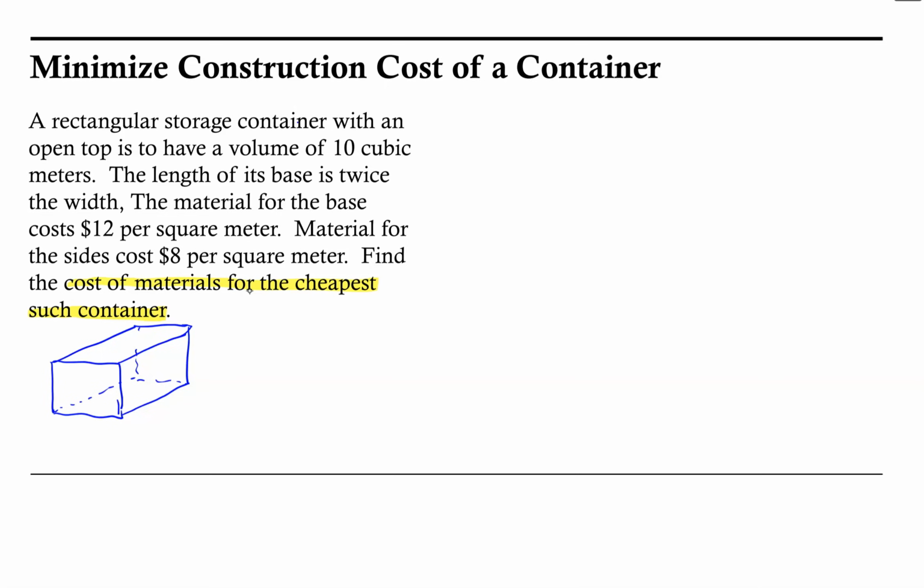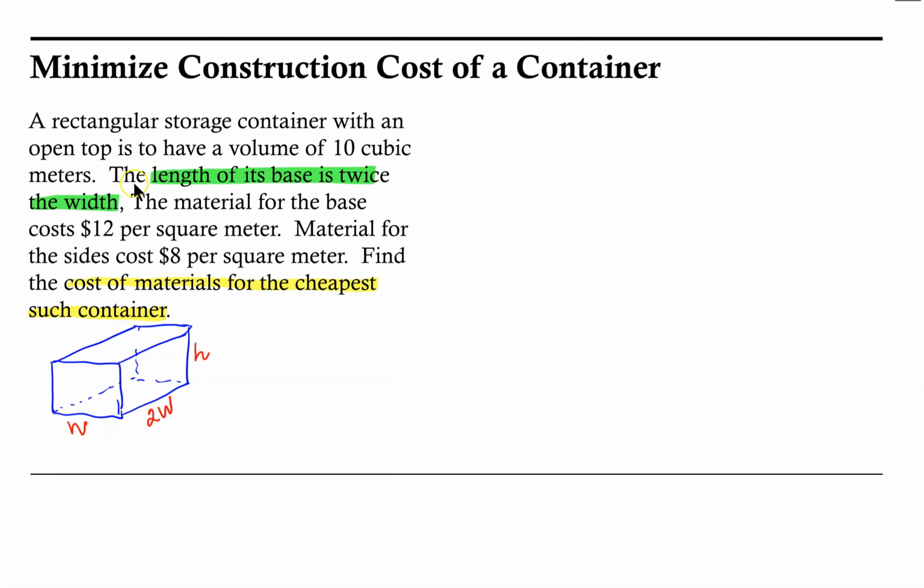We know that the length of the base is twice the width. So if we let this side of the base be the width, then the other side of the base is the length, and that is 2 times the width, or 2W. Now, we don't know anything about the height, so we'll just call that H for the height of the container.